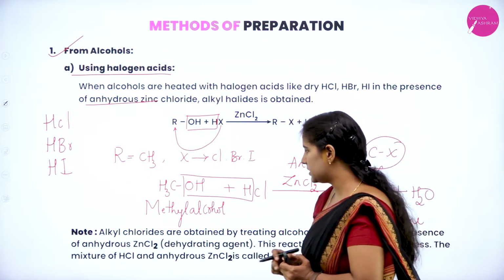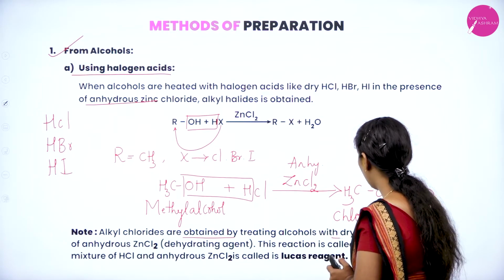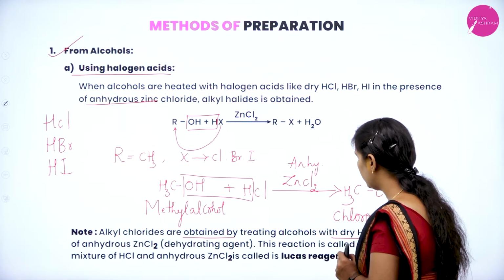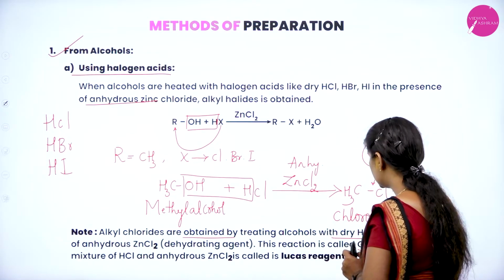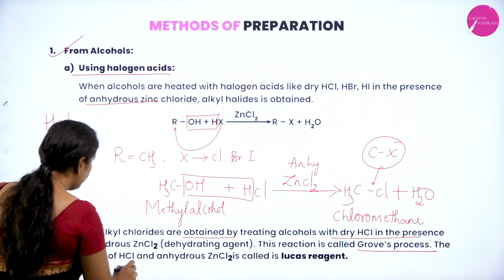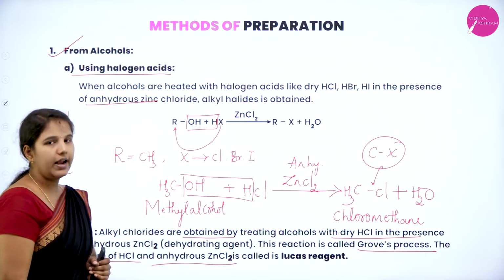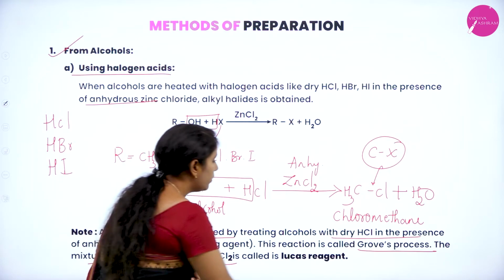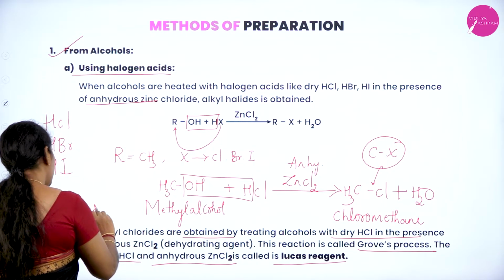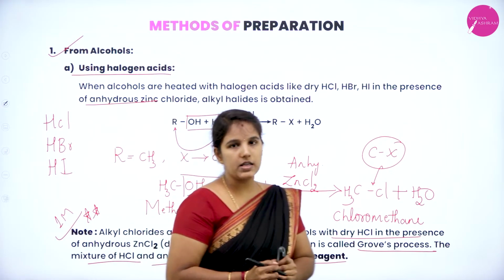Halogen acids. The alkyl chlorides are obtained by treating an alcohol with dry HCl in the presence of anhydrous zinc chloride. This reaction is also known as what? Groove's reaction, and the mixture of this HCl with the anhydrous zinc chloride is known as what? Lucas reagent. So this can be asked for 1 mark. So what is Lucas reagent? It can be asked for 1 mark.